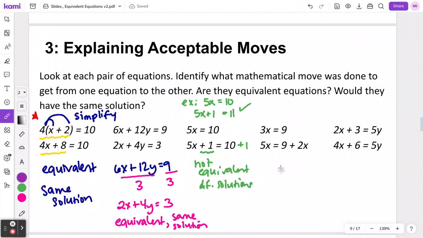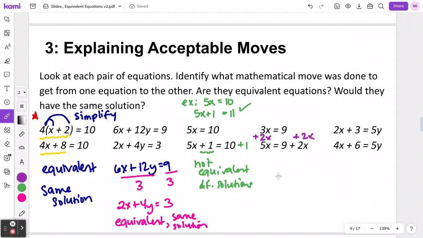For the fourth pair of equations here, what I see that changed on the left side, 3x changed to 5x. That 9 stayed the same, but in the second equation, it also says plus 2x. That plus 2x can help us figure out what they did to go from a 3x to a 5x and to go from no x's to 2x. They added 2x on both sides of the equation. If you do that, 3x plus 2x gives you 5x, and 9 plus 2x gives you 9 plus 2x. Remember, you can't add a number and a variable together.